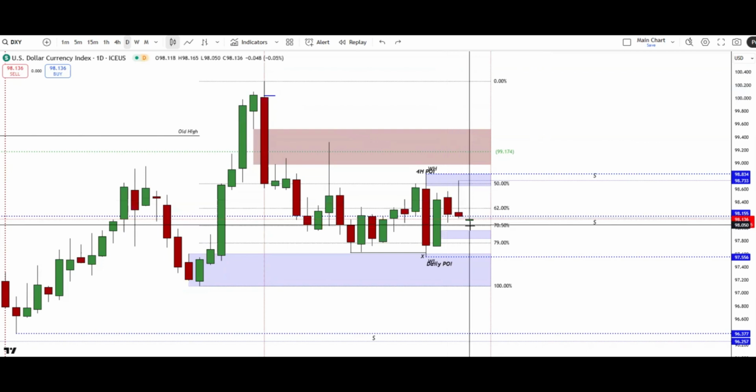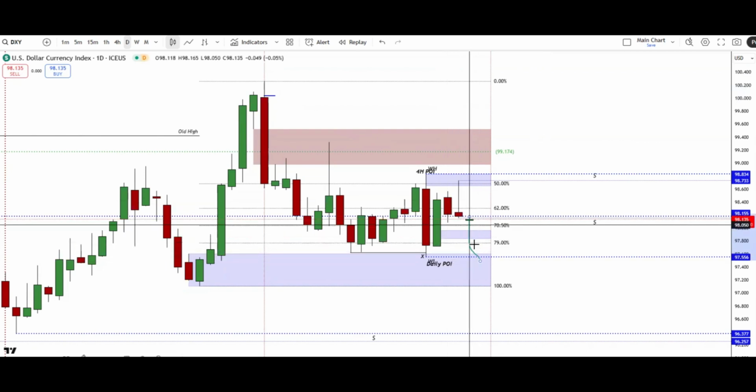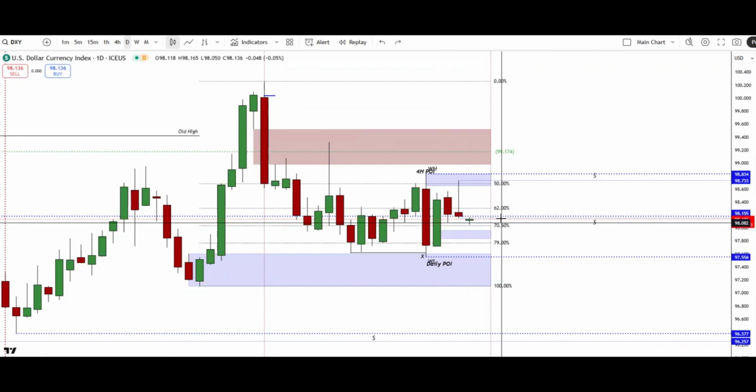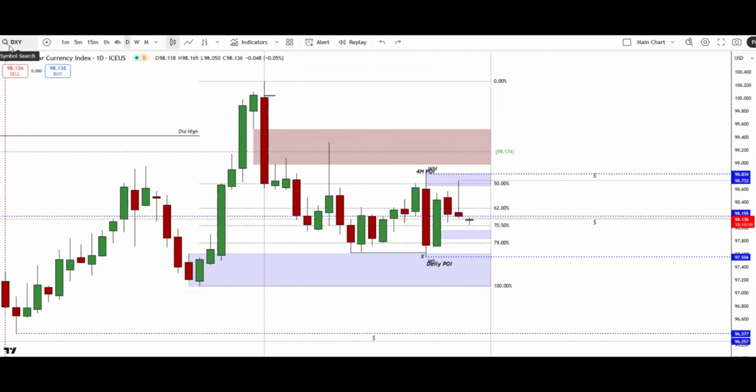I was still looking for the dollar to sell off, hence USD CHF short, Euro USD long, USD JPY short, USD CAD short. This was all based on a bearish dollar bias, and that has a lot to do with the intraday approach that I'm trying to take to my analysis and my forecasting and trading more on a session by session basis as opposed to this longer term swing approach.